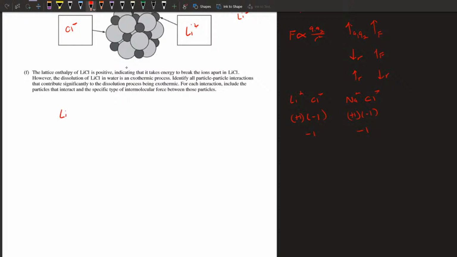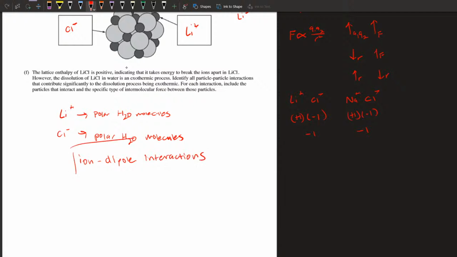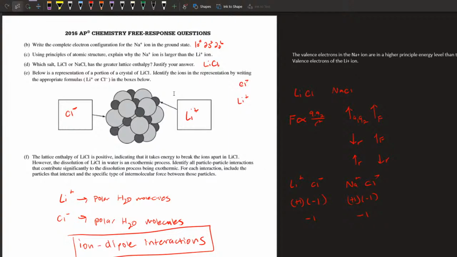Well, it's Li plus, interacting with polar H2O molecules. And Cl minus as well is also interacting with polar H2O molecules. And since these are polar, it's an ion interacting with a polar molecule. These are just going to be ion-dipole interactions. Oops, sorry. Yep. And that's it.